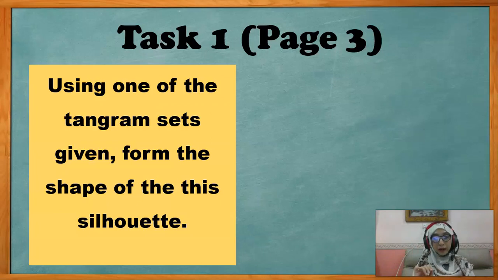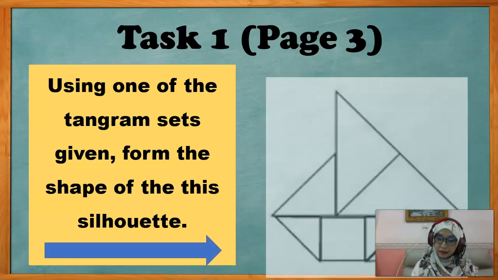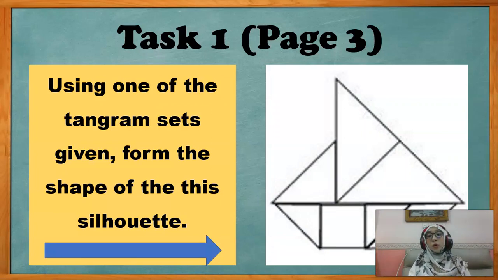So for task 1, I want you to use one set of Chinese tangram and form the shape of this silhouette. I've given you two sets of Chinese tangram. That means you have 14, not 7, 14 pieces of puzzles. Just use one set to make this shape.